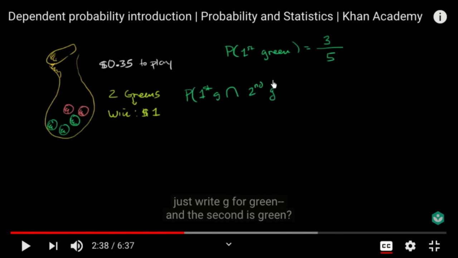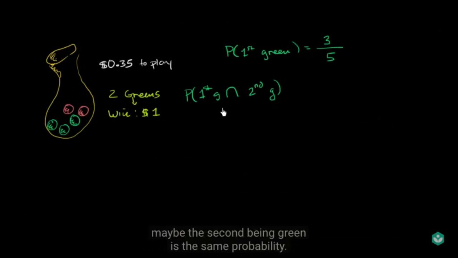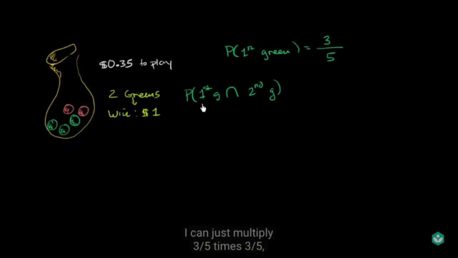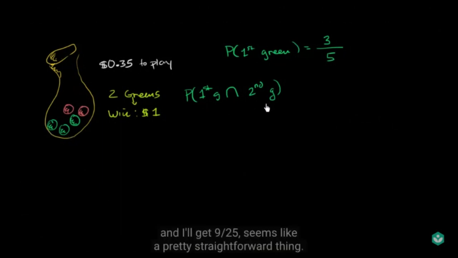If you've never seen this symbol before, it looks like an upside down U or an N. That is symbolic logic, and it stands for AND. So if this condition and this condition occur, then you get this kind of result. Now, you might be tempted to say, oh, well, maybe the second being green is the same probability. It's 3/5. I can just multiply 3/5 times 3/5, and I'll get 9/25. Seems like a pretty straightforward thing.